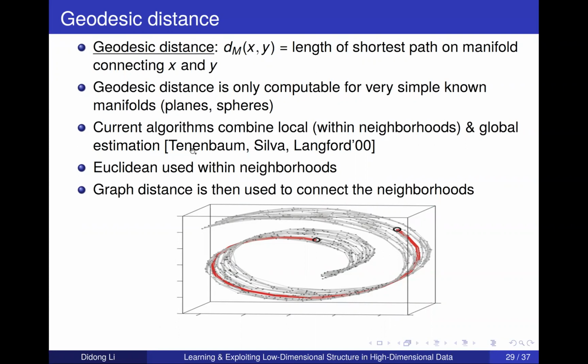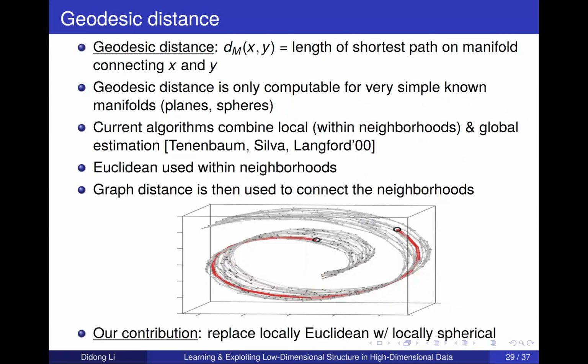And in this paper and a following paper by the same author, they show that as the sample size goes to infinity, this graph Euclidean distance converges to the true geodesic distance. Okay, but without any rate. So our contribution is to replace the locally Euclidean distance by a locally spherical distance, because we have seen that the spherical approximation has a better performance than linear approximation.